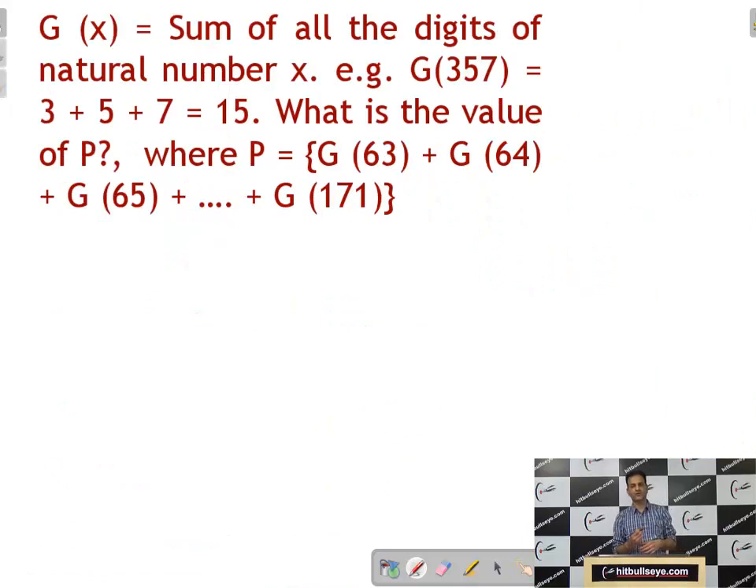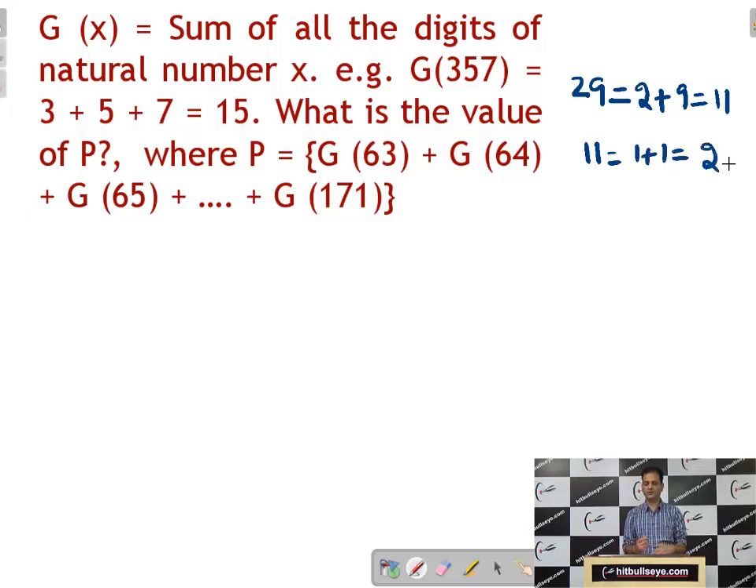Now students, first of all, you should know the meaning of digital root. Here I will only tell you the meaning of digital root. I will not go into the detail. What is the meaning of digital root, students? Convert the number into a single digit by successive addition. For example, if I say digital root of 29, it will be 2 plus 9, which is 11, and for 11 again it will be 1 plus 1, which is 2. So digital root of 29 will be 2.